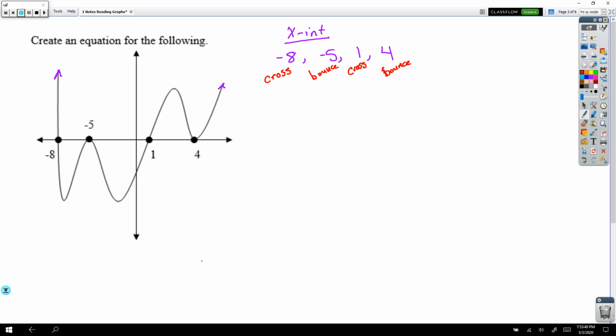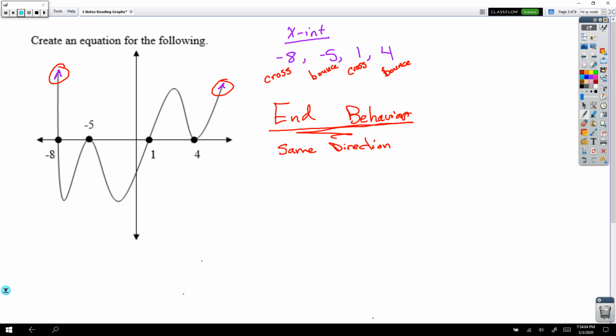Now, I want to see what's going on with my end behavior here. Okay, so looking at my arrows here, they're both going in the same direction. Same direction means that it has to be even. Okay. Now they're both facing up, so that means it has to be even, and my leading coefficient has to be positive.